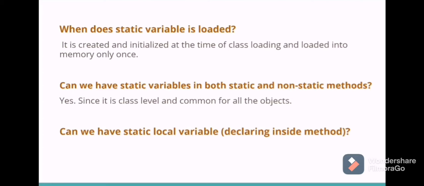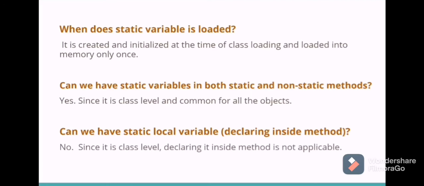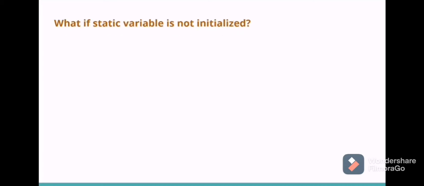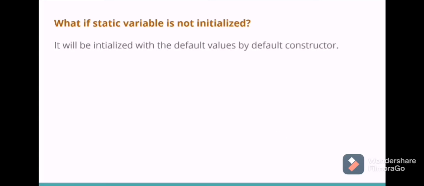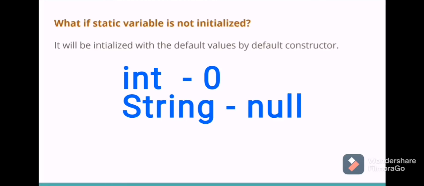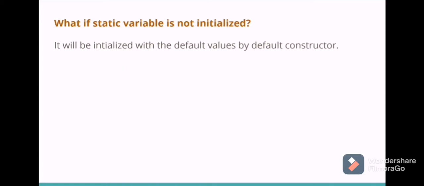Can we have static local variable? That is, local variable means can we declare this static variable inside method? No, since it is class level, we cannot declare this static variable inside method. So it is not applicable. What if static variable is not initialized? If it is not initialized, it will be initialized with the default values by default constructor. That is, for int it will be assigned 0. Similarly for string it will be null. Like that, default values will get assigned to this static variable.